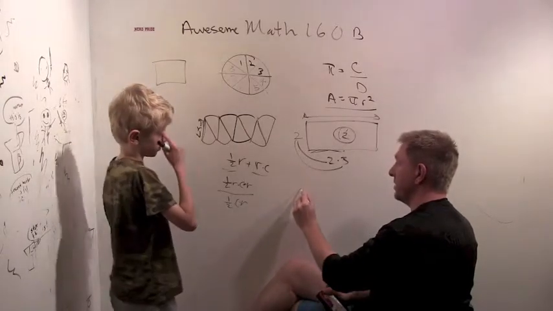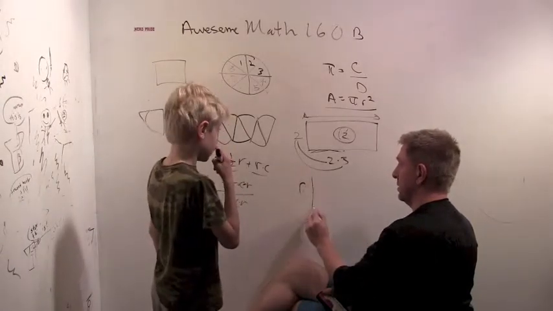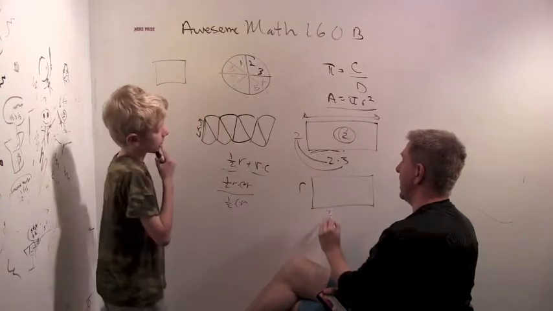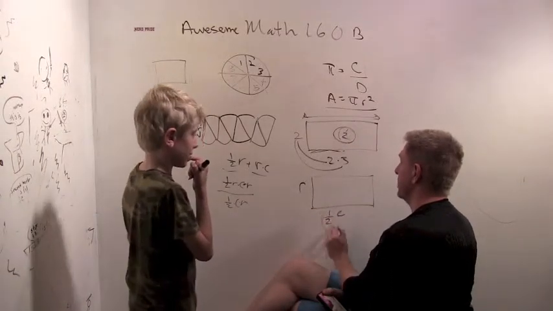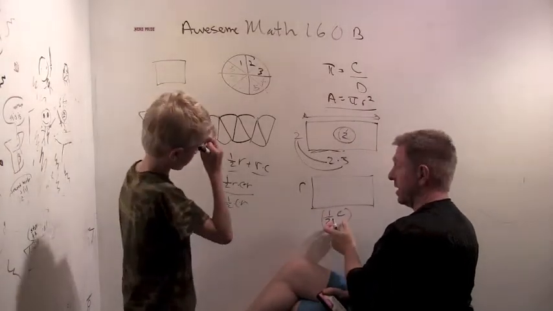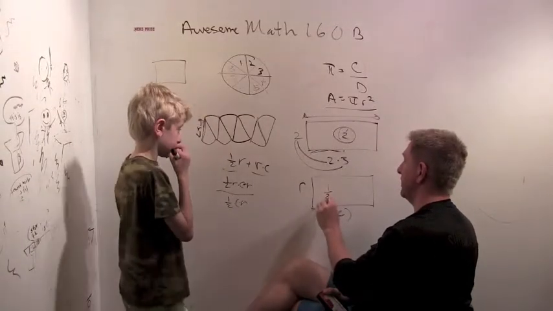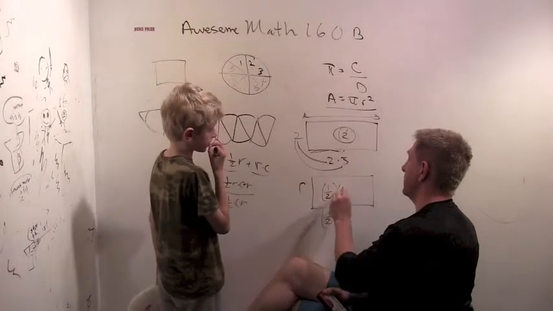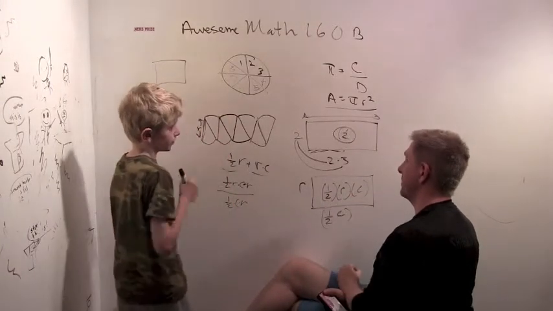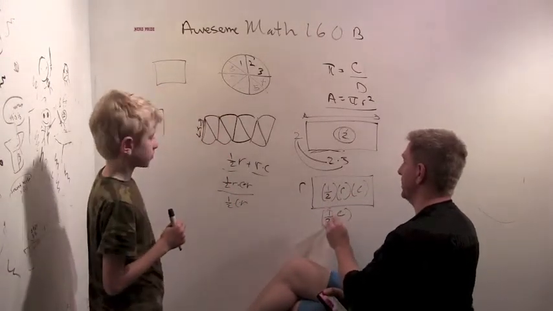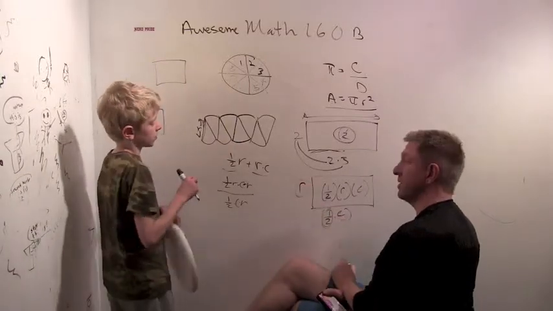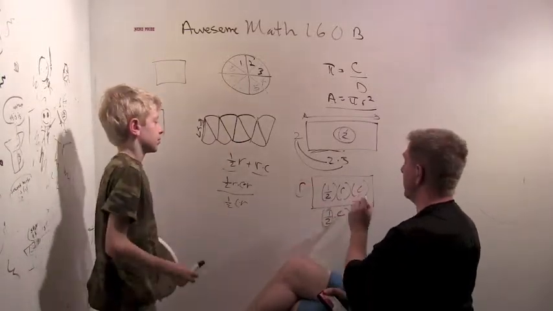I have the radius, and I have 1/2 the circumference. So this is just some number, and it has to be multiplied times the radius. So I get 1/2 the radius times the circumference. Okay, so I get the 1/2 times the radius times the circumference. Now, what is the circumference?